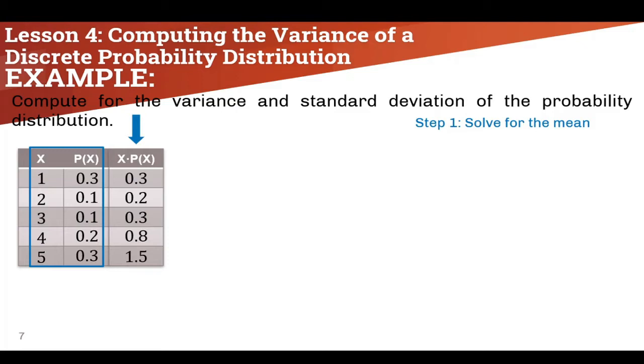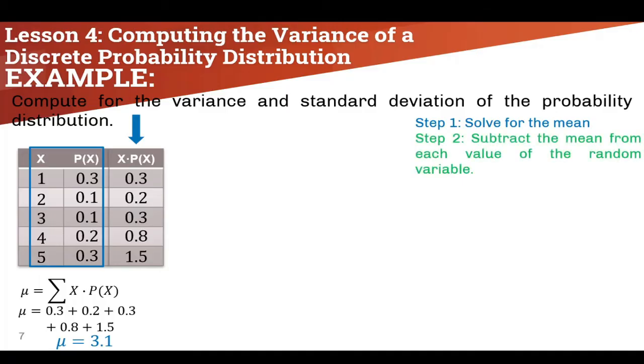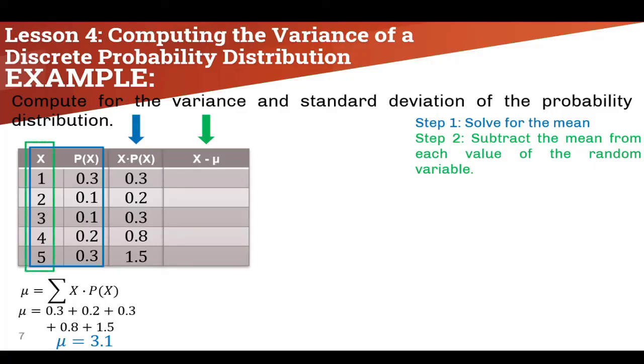So, once na meron na tayo lahat ng values na yan, i-add lang natin using the formula. Mu or the mean is equals to the summation of the random variable multiplied by the probability. So, i-add lang natin lahat ng values. Ang makukuha nating answer ay very good, 3.1. So, meron na tayong mean. Tapos na yung step 1. Step 2, subtract the mean from each of the random variable. Ano ibig sabihin nun, sir? Ito daw mean natin, isusubtract natin sa lahat ng values dito sa random variable. Kaya gagawa tayo ng column sa kanan. Label natin x minus mean.